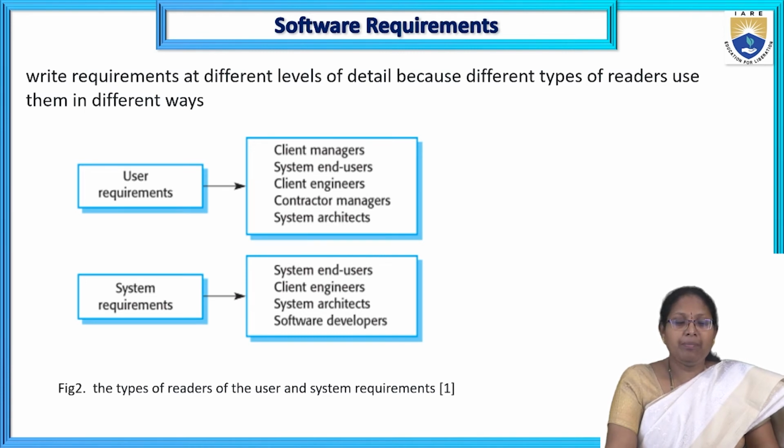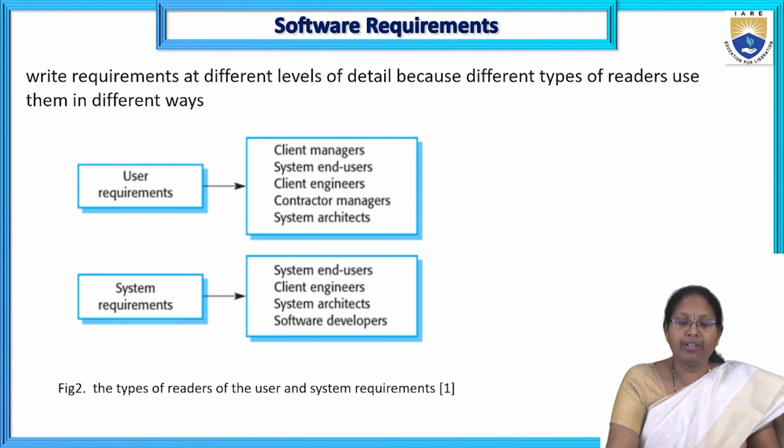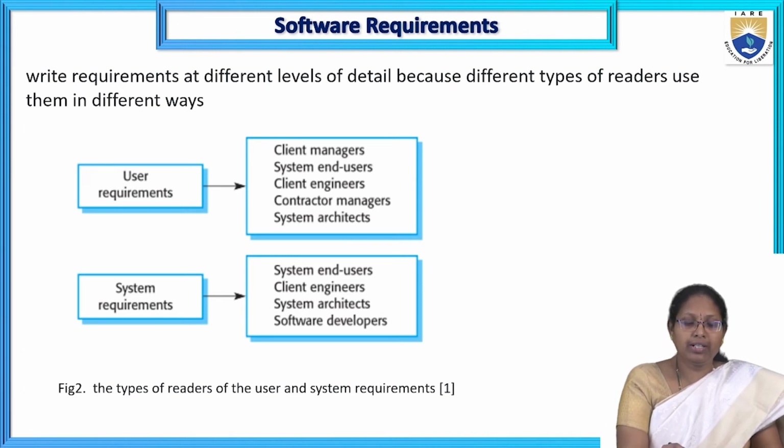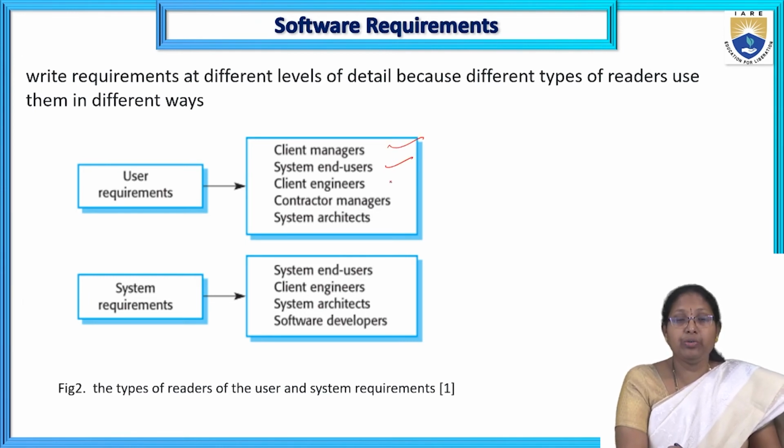So the requirements are at different levels, and different types of readers use them in different ways. So what are the types of readers for the user as well as the system requirements? The user requirements are used by client managers, system end users, client engineers, contractor managers, and system architects. These are the people involved in the user requirements.